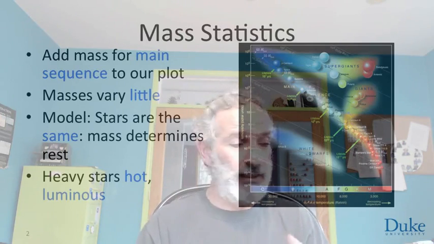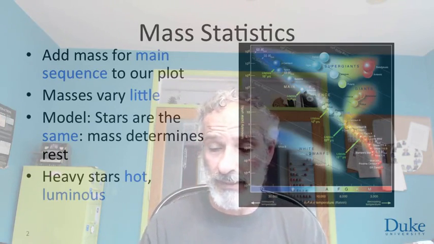So, by looking closely at the stars and making some measurements and thinking about it, we can now actually measure the mass of stars. We're almost ready to start modeling, and we need to know: where do the masses of stars along the main sequence line up? And so we can add masses into our plot for the main sequence. And here's what we learn.